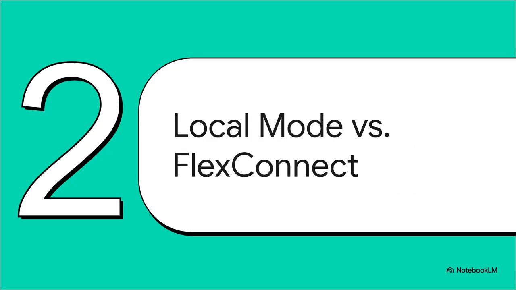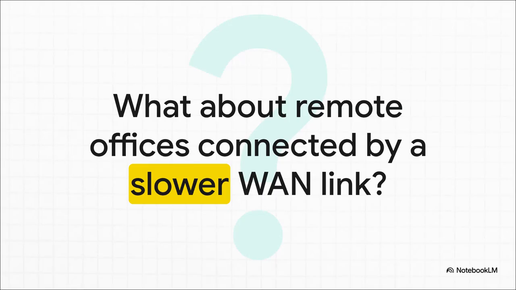Okay, so we've got our CAPWAP tunnel, our highway. But now comes the big question. It's a huge architectural decision that every network engineer has to make. How exactly are we going to use that highway? This brings us to a fork in the road, and the two main options: local mode versus Flex Connect. And really, the choice between them boils down to this simple question.